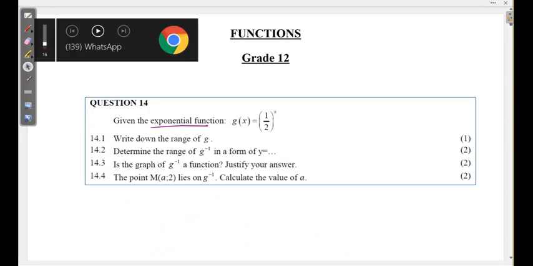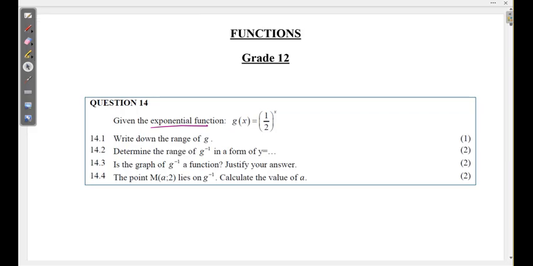So now here we have 14.1. It says write down the range of g. Well, when you look at g there, b is a fraction, a proper fraction. Now that tells you that that graph should be like this, right? This will be the graph of g because our b is a proper fraction, so the graph is decreasing.